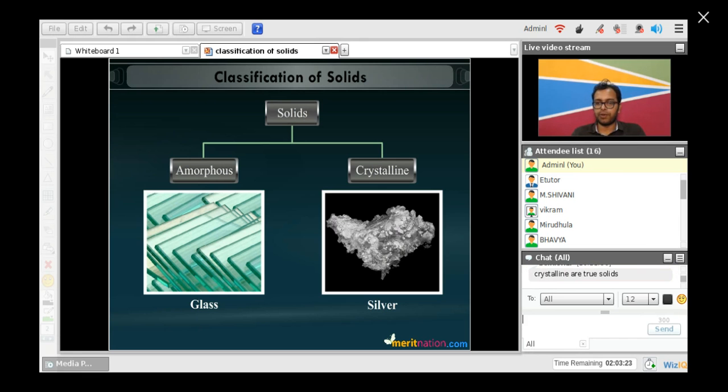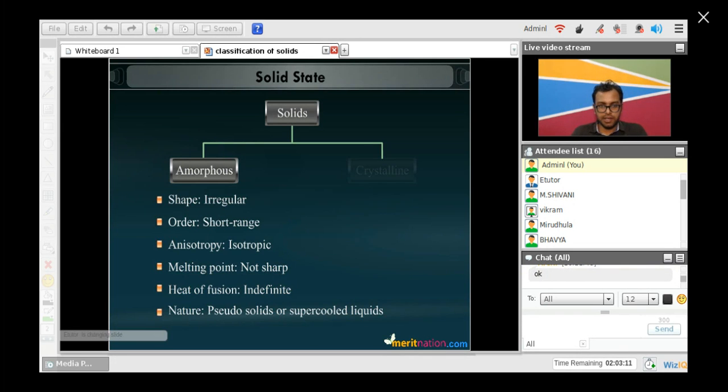Crystalline are anisotropic in nature, right? Definite heat of fusion and amorphous, right? We are going to discuss all these in the next slide. Now let's discuss all the properties present in the amorphous solid. You will observe irregular shape of an amorphous solid because the molecules are arranged irregularly, and the order in an amorphous solid is a very short-ranged order.